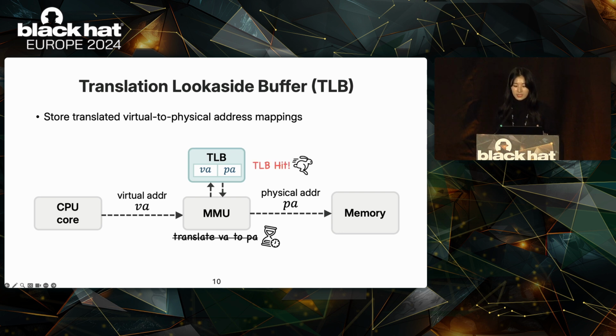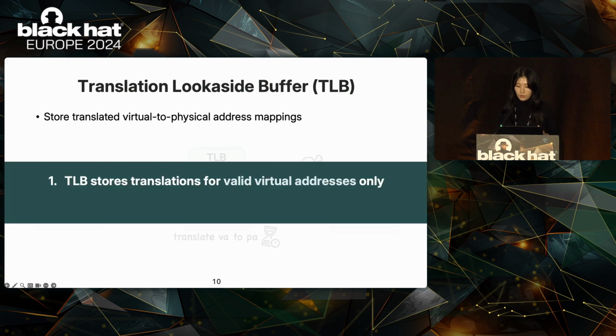So when we access memory using a virtual address, if the corresponding mapping is already stored in the TLB, the system can quickly perform the access. This is called a TLB hit. On the other hand, if the mapping is not in the TLB, it results in a TLB miss, and the system must perform the address translation, which makes memory access slower. There are two key points here. First, the TLB only stores translations for valid addresses.